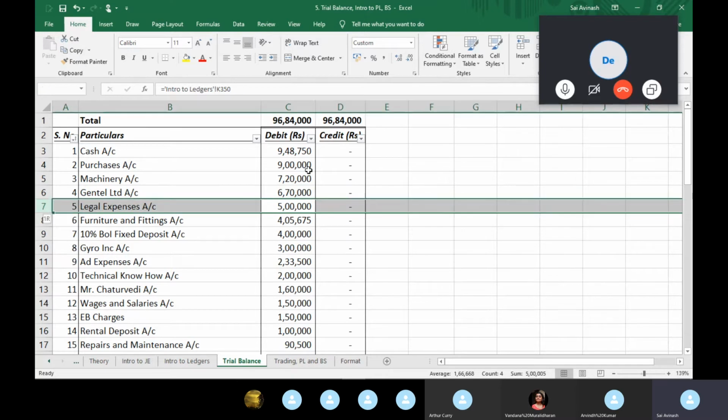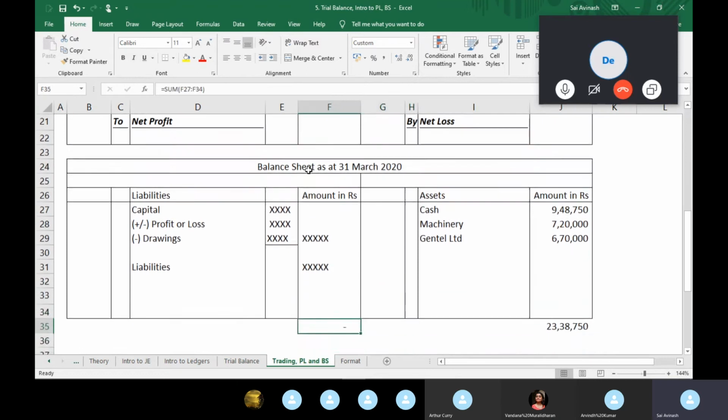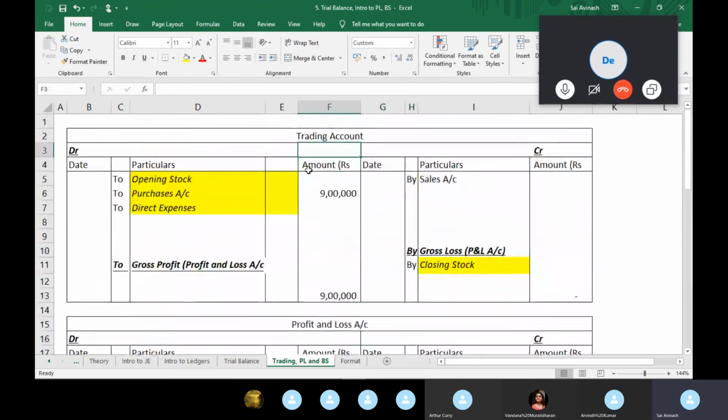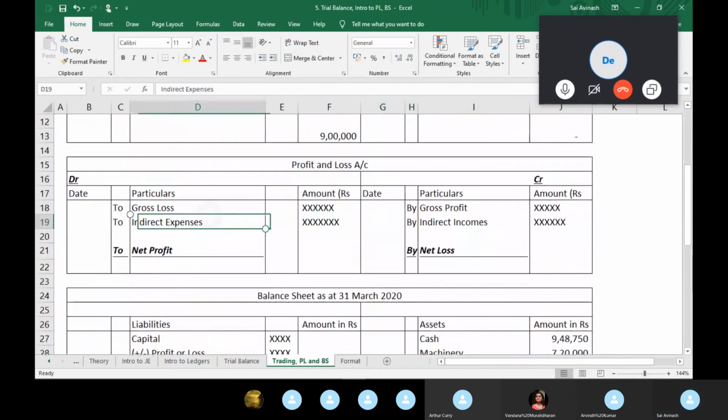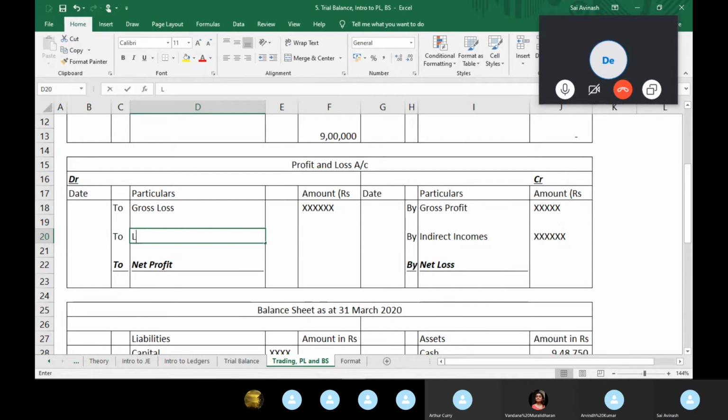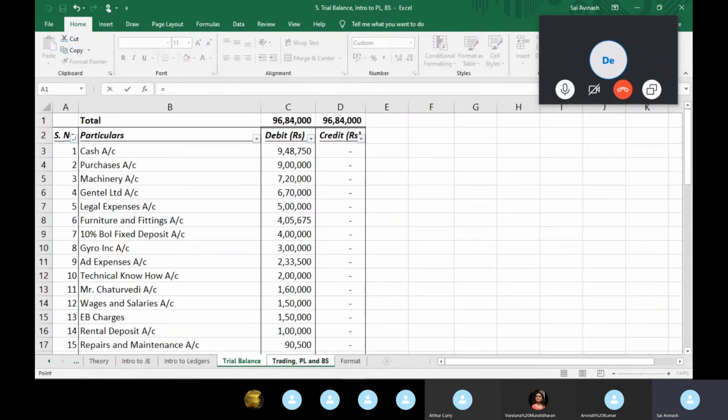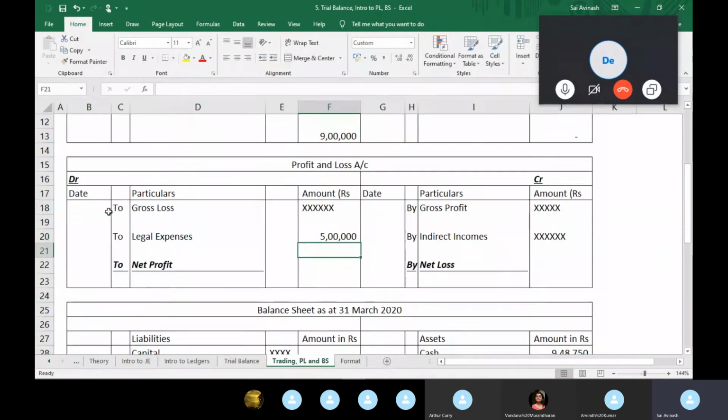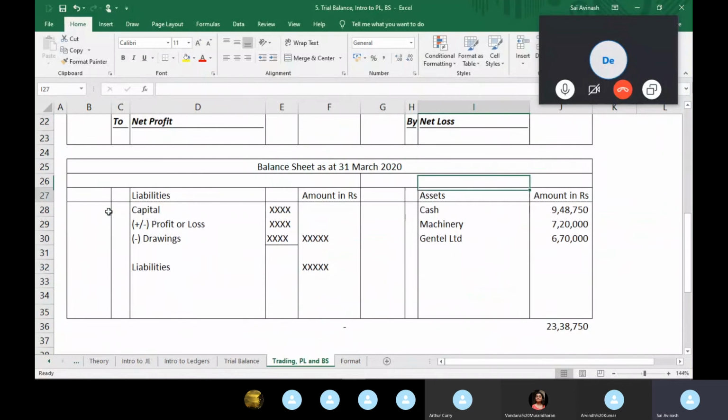So legal expenses, it is an indirect expense. It has nothing to do with purchasing and selling of my goods. So I'm going to go ahead and record it in my profit and loss account. So in my profit and loss account, I have my indirect expenses. So obviously I won't type indirect expense. I will write legal expenses, right? And I'm going to debit it with the amount. Furniture and fittings. Asset. So go to balance sheet, right? Furniture and fittings.